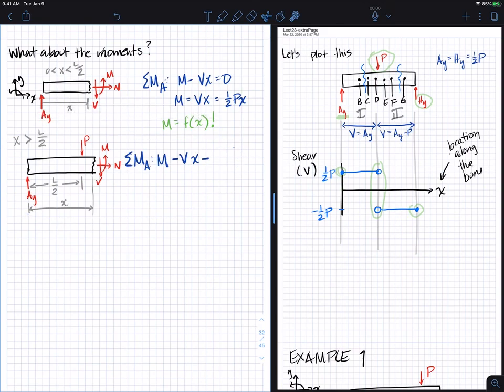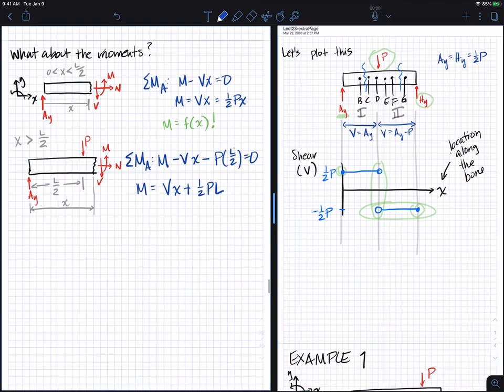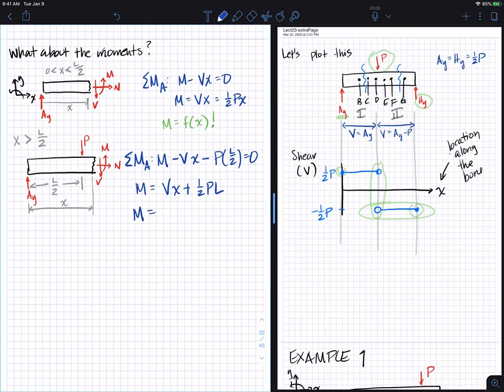So does everybody see that here P's moment arm is a constant, right? P, based on our given problem, has a moment arm of L over 2. And now we can solve this for M, bringing everything to the other side: Vx plus 1/2 PL. Again, this time we know that shear for the right-hand side, if we look on the right diagram, is negative, right? It's negative 1/2 P. We've already solved for this up above, so you have to plug in the shear for the section that you're analyzing. So M is therefore equal to negative P over 2, still a function of x, plus 1/2 PL.